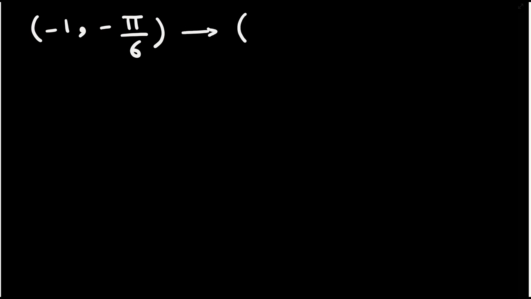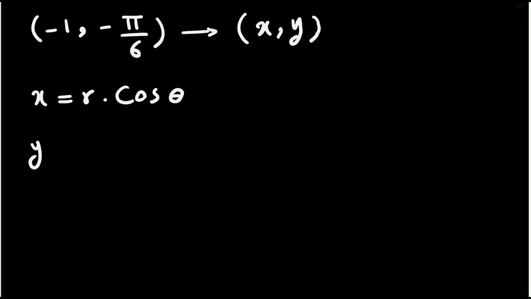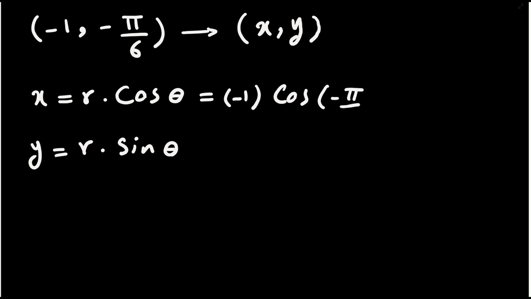Now let's see one more example. Consider the point (-1, negative pi over 6). Now we are looking for x and y. Again, x is r cosine theta and y is r sine theta. r here is -1 and theta is negative pi over 6. We know that cosine of pi over 6 is the square root of 3 over 2. Then how about cosine of negative pi over 6?